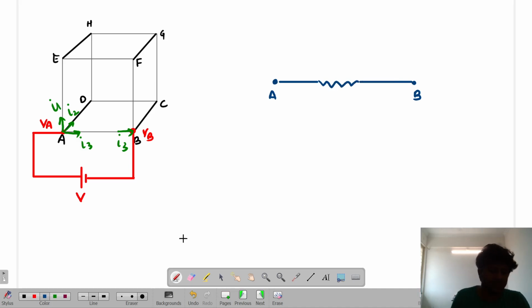Then all these points will once again create a problem, isn't it? So draw, hurry up. Try to do it by yourself first, then I'll do.